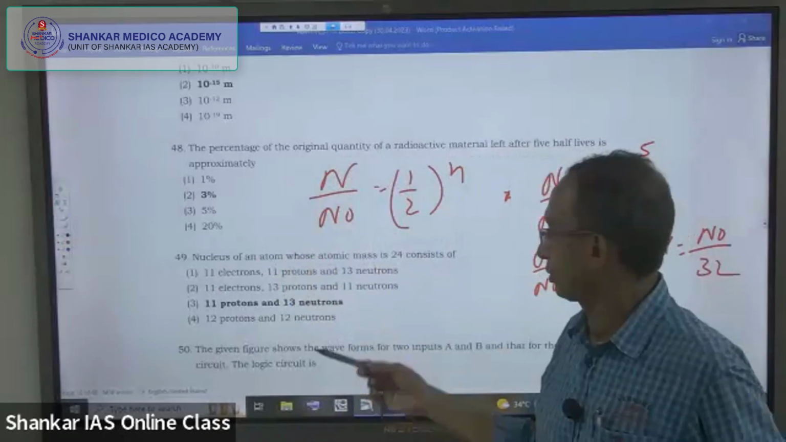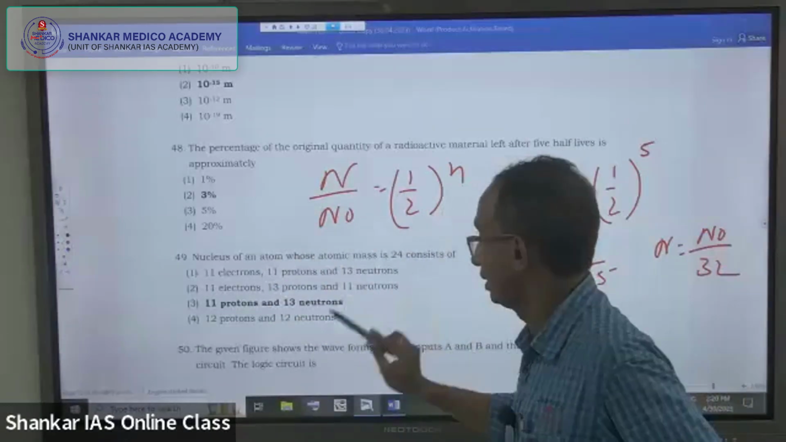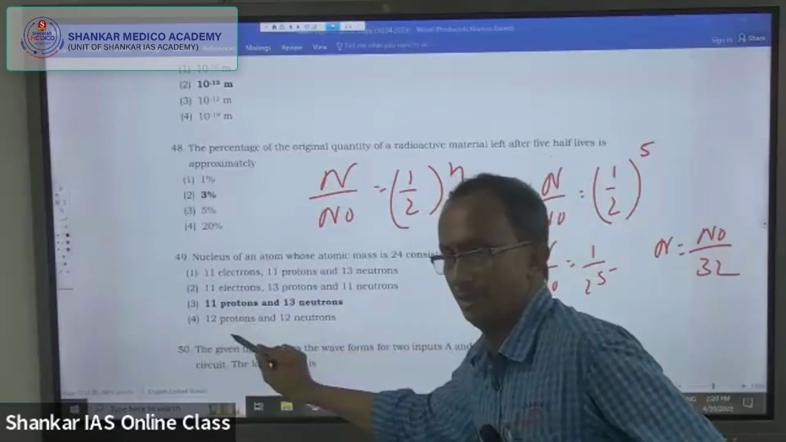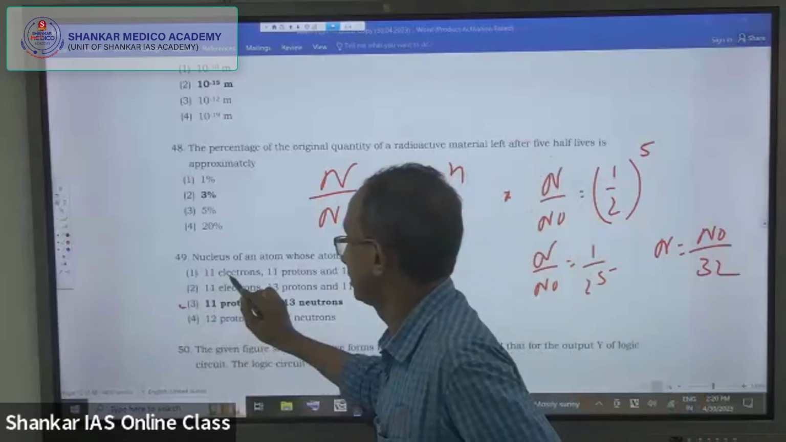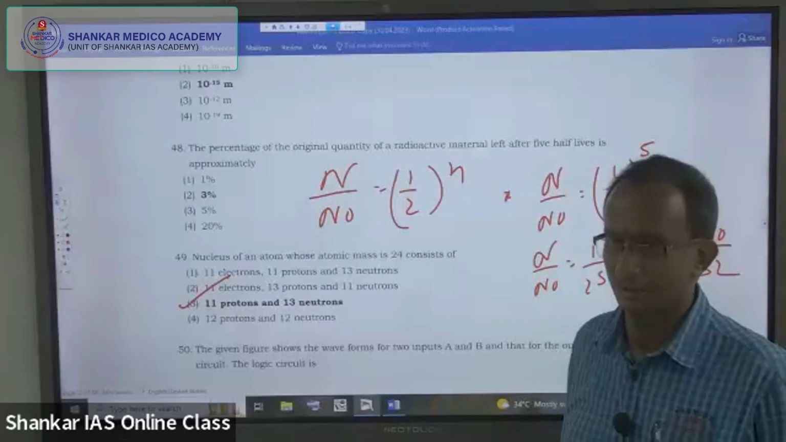49th question, easily you can answer because electrons are not there in the nucleus. So these two options will go. And 12 and 12 will not happen. So third one is the option. Anybody, how many made it correct? Very easy question.